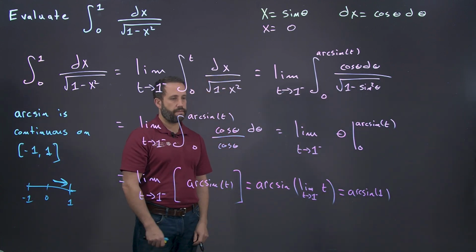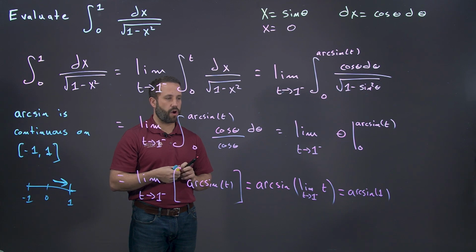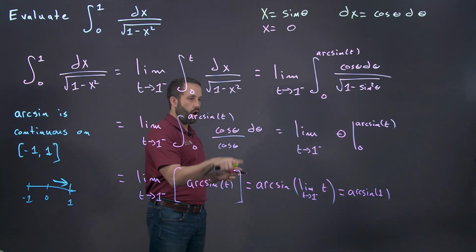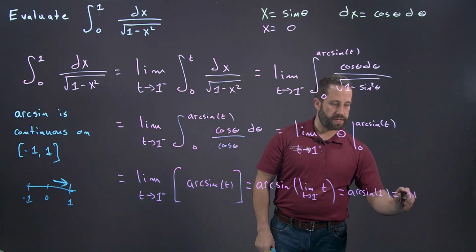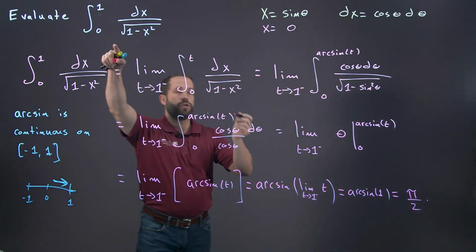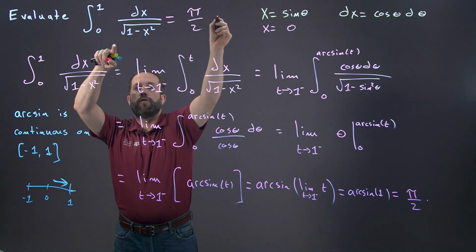And remember, when we think about arc sine, we restrict this domain from -pi/2 to pi/2. So arc sine of 1 could be a lot of things, but with our setup, this is equal to pi/2. So this integral is equal to pi/2.